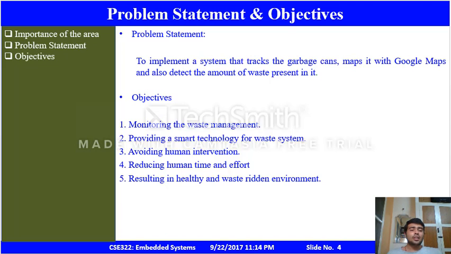Secondly, we're going to provide smart technology for a waste system. For a long time, people have thought that these things could never be incorporated with technology, and nobody actually tried. Hence, we're going to change that by providing smart technology with the bare amount of components that we have at our disposal. Thirdly, we're going to avoid human intervention.